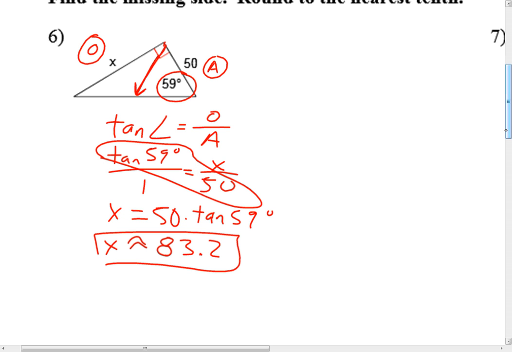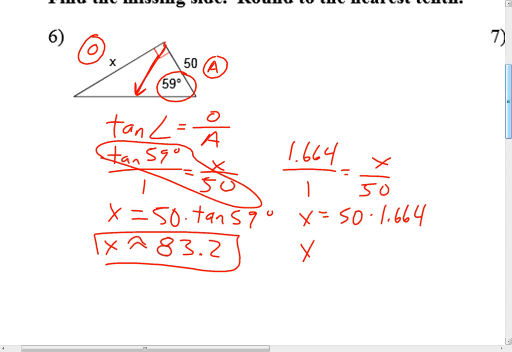If you did this for tangent, if you did this on your calculator, what would tangent 59 be? Say that again? 1.664. So x would be equal to 50 times 1.664. Whether you do it this way or this way, you are still going to get 83.2. Doesn't matter. Whatever's working, keep going with it. Just realize that in another course, another textbook, they might show it this way, they might show it this way.